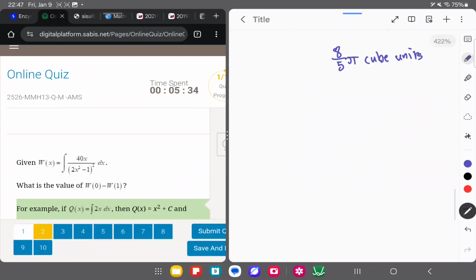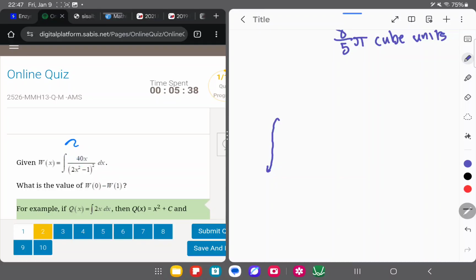Moving on. Now this one is super simple. We'll first rewrite the integral that they gave us. Over here, they gave it to us like this. I'll just put the denominator back into the numerator, and I'll just change the exponent into a negative form. So 4x times (2x squared minus 1) to the power of minus 2, dx.